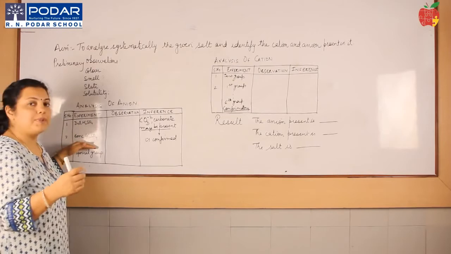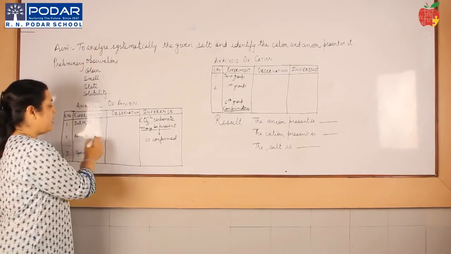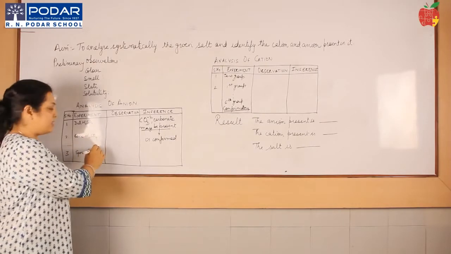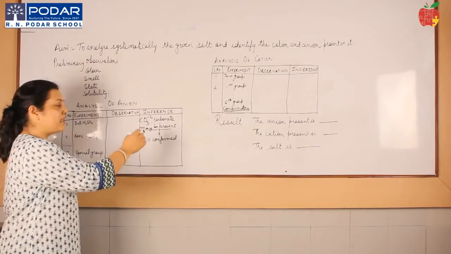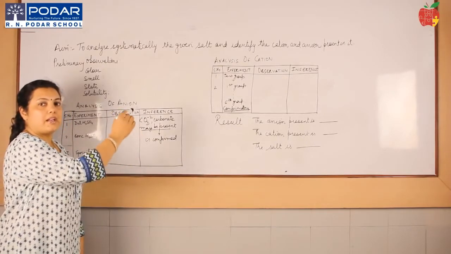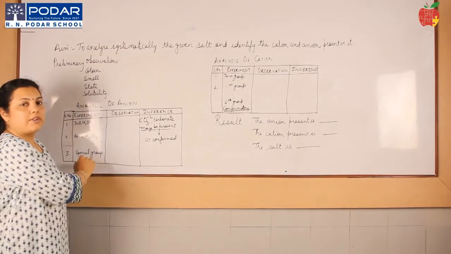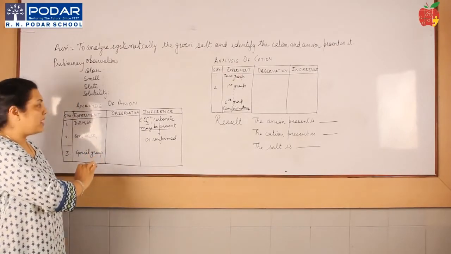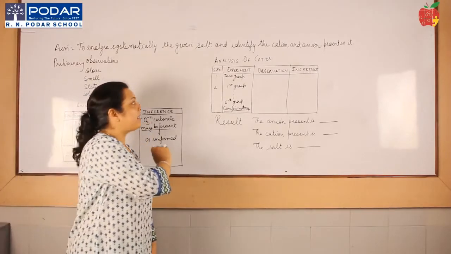Suppose there is no observation with concentrated sulfuric acid also. In that case, you will again say to a pinch of salt, add concentrated H2SO4, no observation, this ion may be absent. That means chloride, bromide, iodide, nitrate, acetate absent. Then move on to the special group and you write down the test for the special group. Okay. Now once you have analyzed the anion, how will you write down the cation?